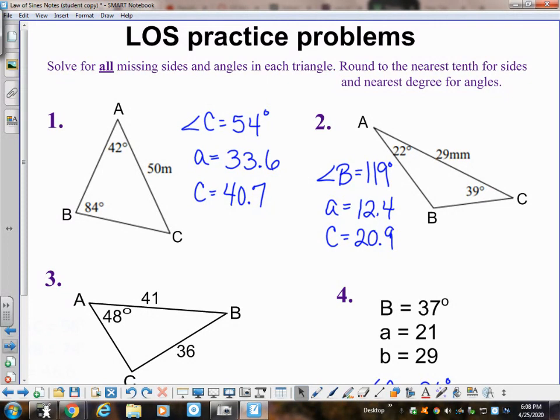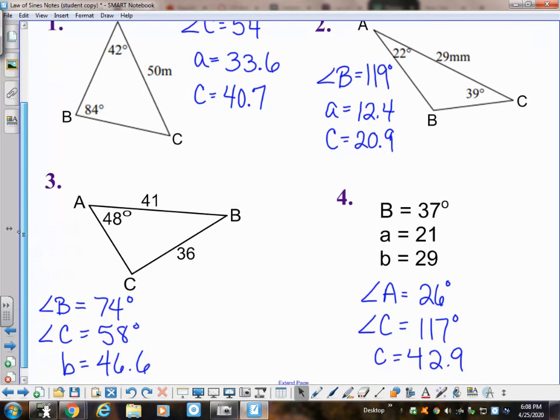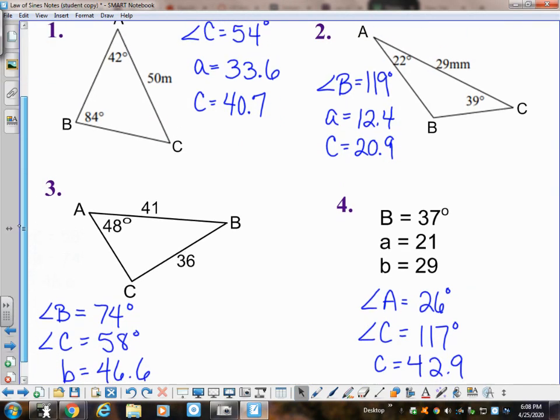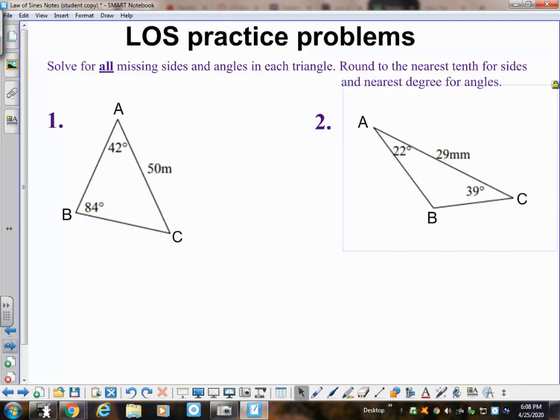All right, here are the answers for 1 and 2. Slide up a little bit and you should be able to see 3 and 4 there. There we go. Okay, so go ahead and check your answers. If you did really well and you don't need to see any of the problems worked out, you can stop the video now and go ahead and do your practice stuff. If you need to see them worked out, I'm going to do that next. All right, here we go.